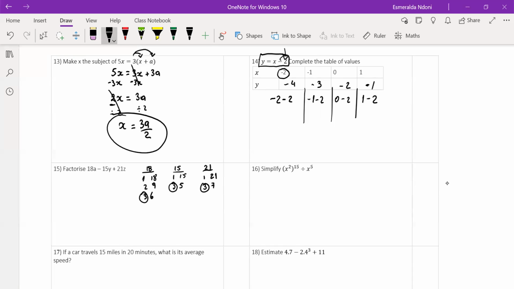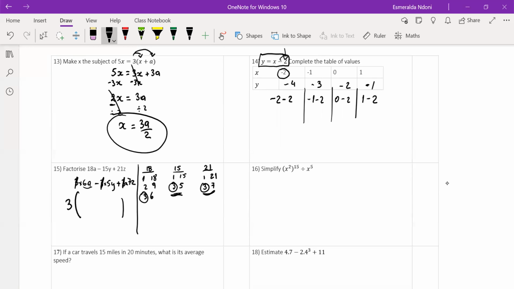So if I am to rewrite this expression, I would have 3 times 6, then the a. Then I have, for the 15, 3 times 5, which gave me the 15, then the y. Plus, for the 21, I have 3 times 7, then the z. Now this 3 will come out of the brackets because we are factorizing. So this 3 is gone out of the brackets. So you will put in the brackets whatever you are left with.